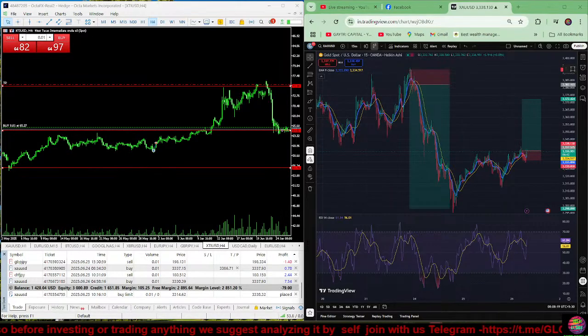Next is going to be the alert section. So this is when you want to place an alarm on the charts. Let's say on Euro JPY, you want to place an alarm.